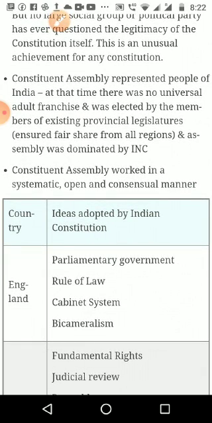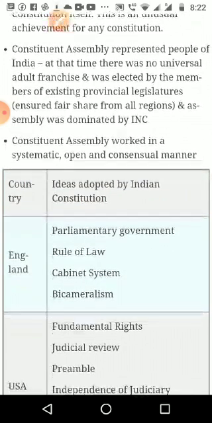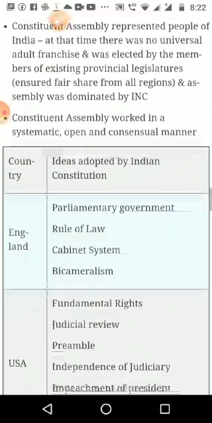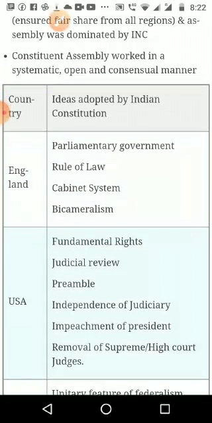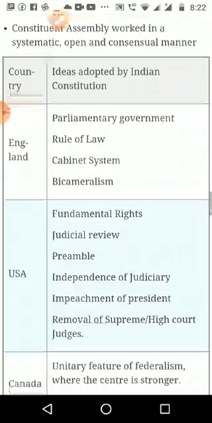The Constituent Assembly represents the people of India at that time. There was no universal adult franchise, and it was elected by the members of the existing provincial legislatures, which ensured a fair share from all regions. The Assembly was dominated by the INC. The Constituent Assembly worked in a systematic, open and constitutional manner.